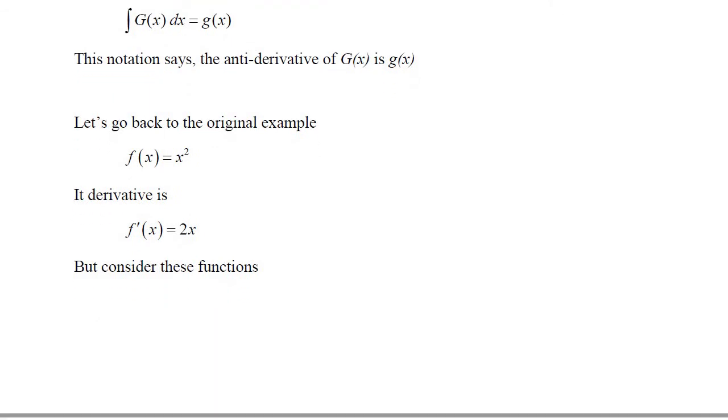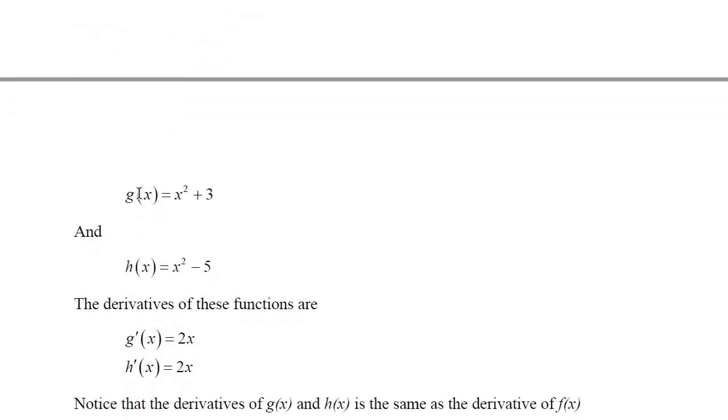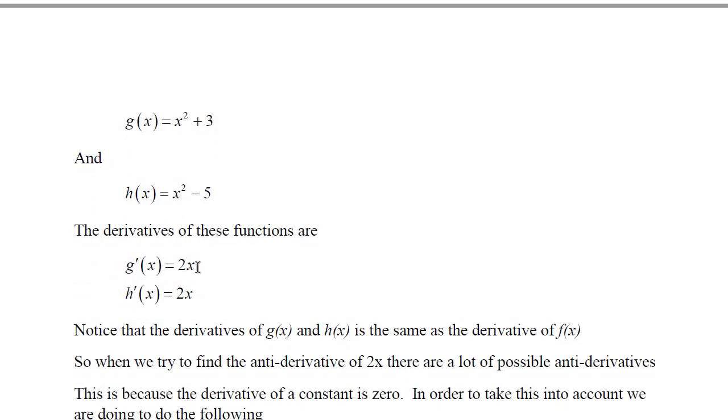Now let's go back to that original example. We had f of x equals x squared, and its derivative, f prime of x, equals 2x. But let's also consider the following functions. Let's say we have g of x equals x squared plus 3, and h of x equals x squared minus 5. If we take the derivative of those two functions, the derivative of g of x is also 2x, and the derivative of h of x is also 2x.